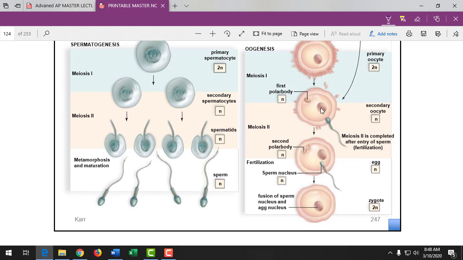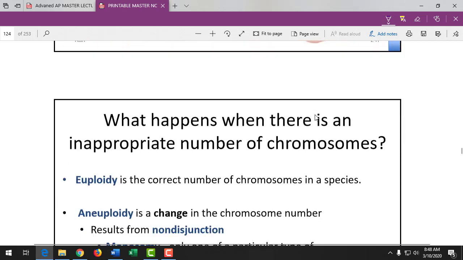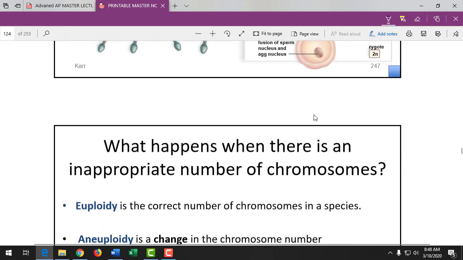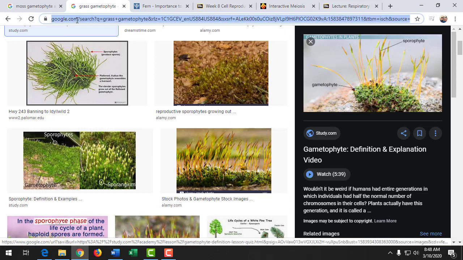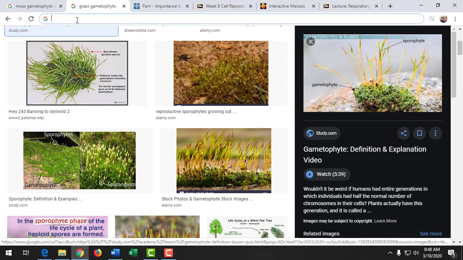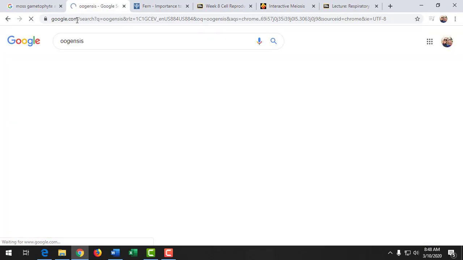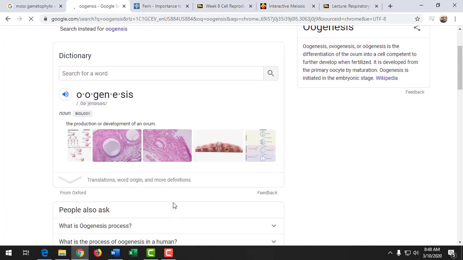Another thing is when the cells are undergoing meiosis 1, meiosis 2, some of these cells will, I'm going to try to see if I can find a better picture. They don't divide evenly. So when that ovum divides in meiosis 2, it's not an even division.